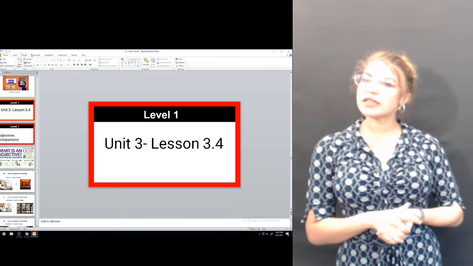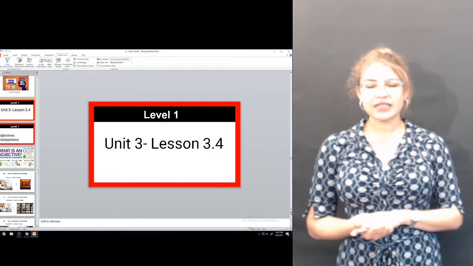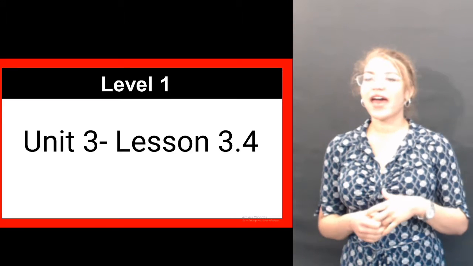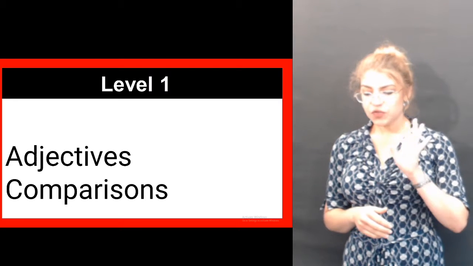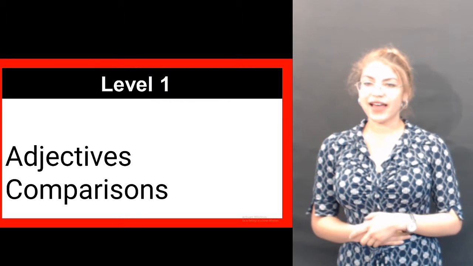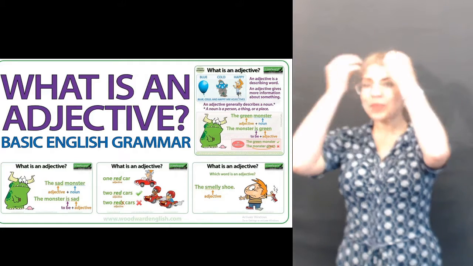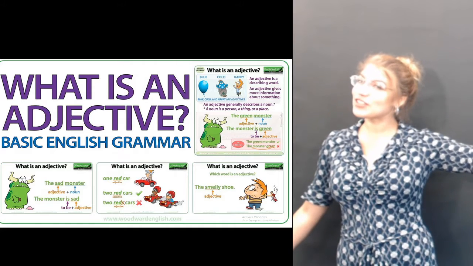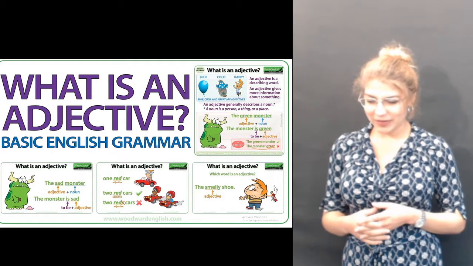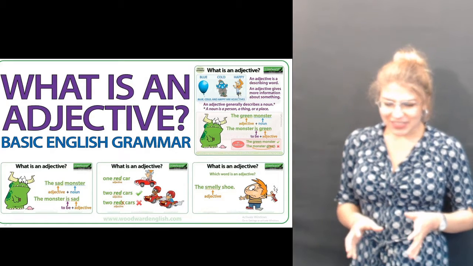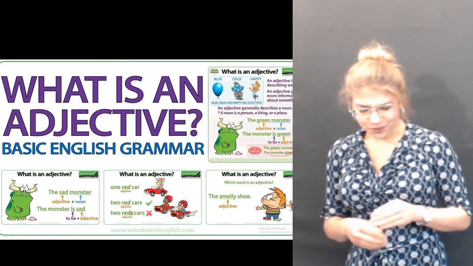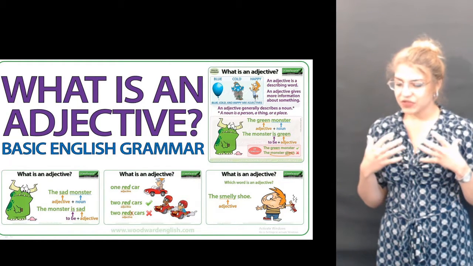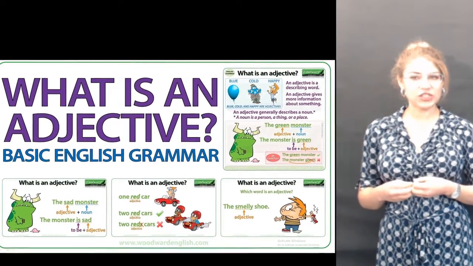So we are on Unit 3 and we are in Lesson 3.2, talking about adjectives and comparisons. So first, let's go to the first slide. Adjectives. What even is an adjective? Very good question. I know, it's a hard one. Adjectives, if you can look at the screen, an adjective is something that gives you more information.